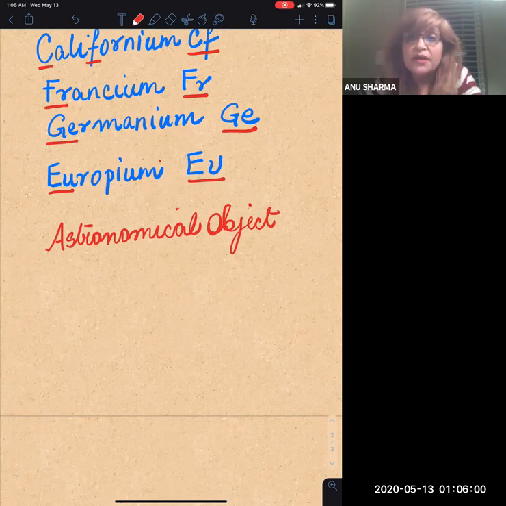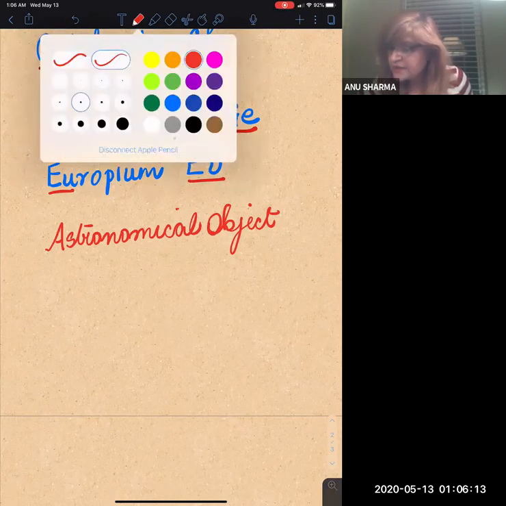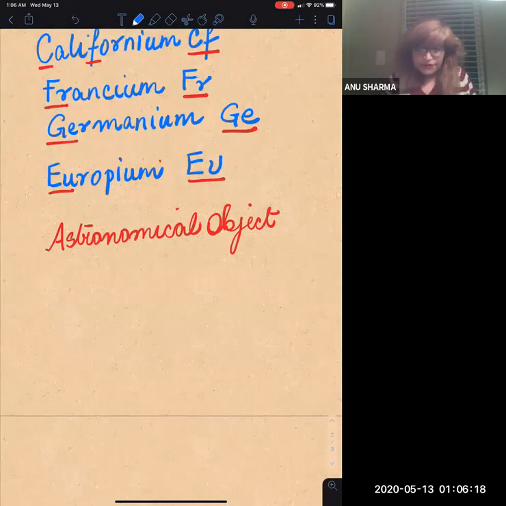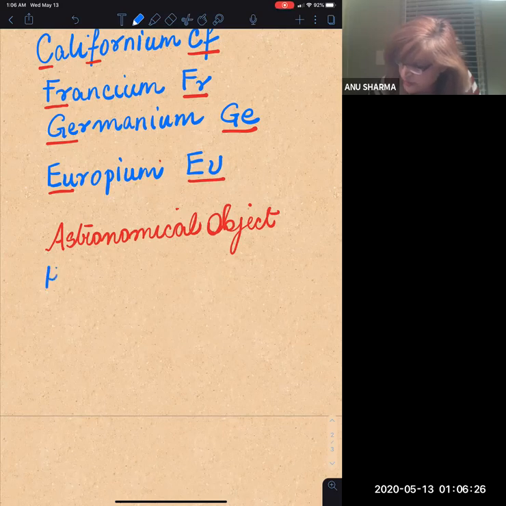For example, Mercury, Venus, right? Our own Earth, Mars, Saturn, Uranus, Pluto, right? So all these, Neptune. So all these elements were named after these astronomical objects. For example, let's look at Mercury. Mercury, M-E-R-C-U-R-Y, Mercury, and it's HG.